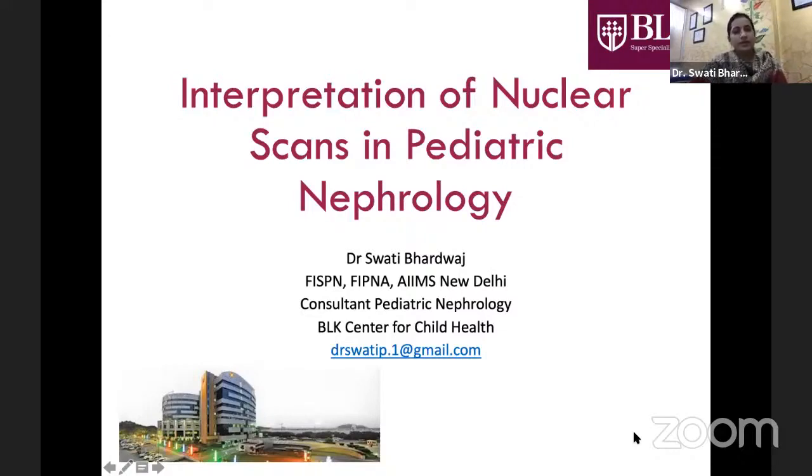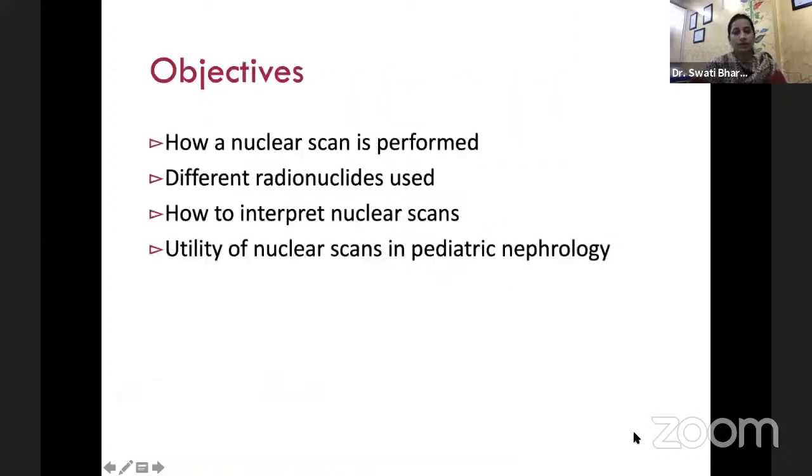As we have just seen, ultrasound is usually the first investigation when we are evaluating a renal pathology, but nuclear scans can be a very useful investigation. So in this topic, I would be covering the procedure, the different radionuclides used, how to interpret a nuclear scan, and through various case-based scenarios, I would also be discussing how we can utilize this knowledge.